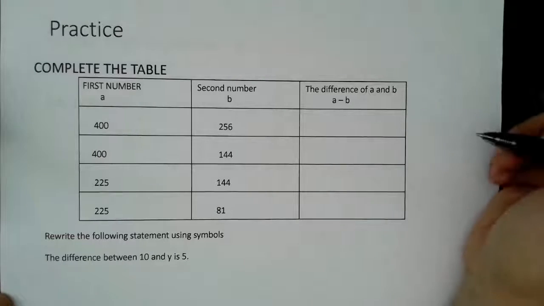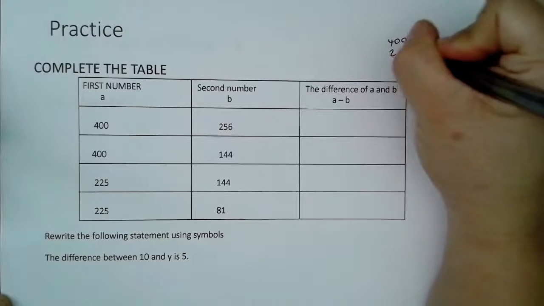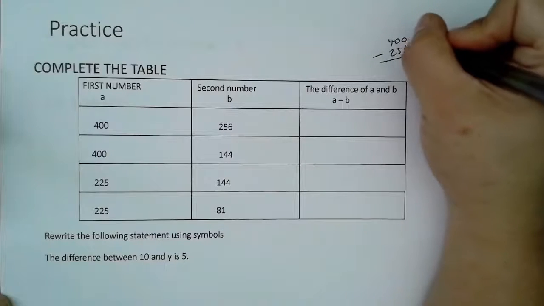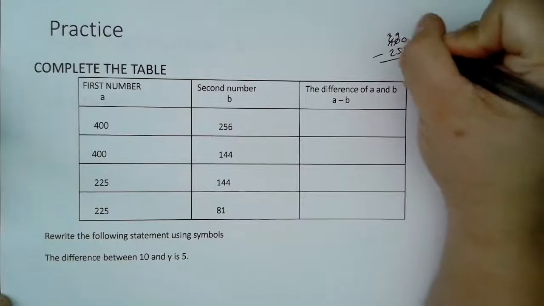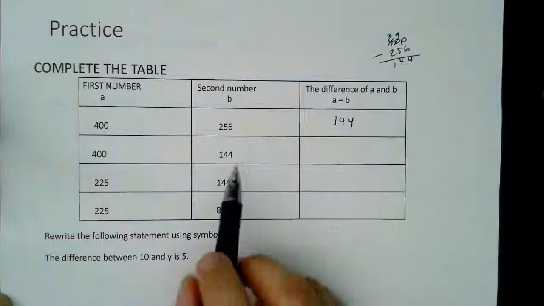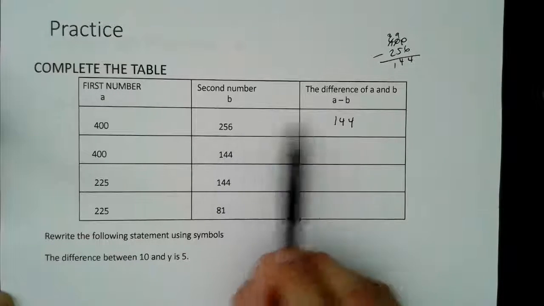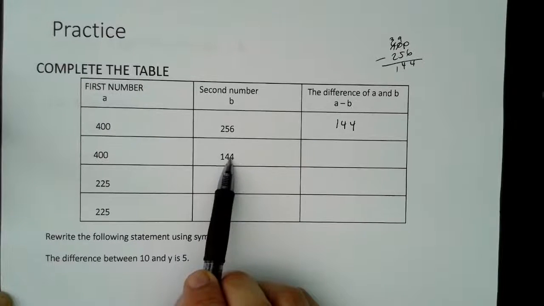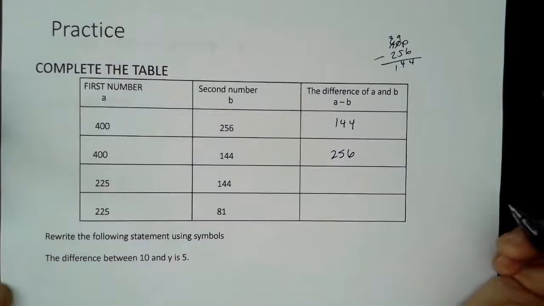Alrighty, so what is the difference between, sometimes we say, the difference between 400 and 256? That's just going to be, this becomes a 10, 4, 1. So 144. And notice that 144 plus 256 will give you back 400. So 400 minus 144 is 256, right?